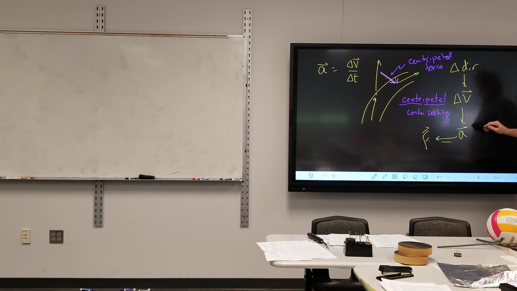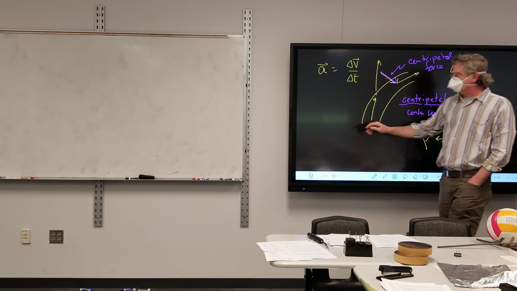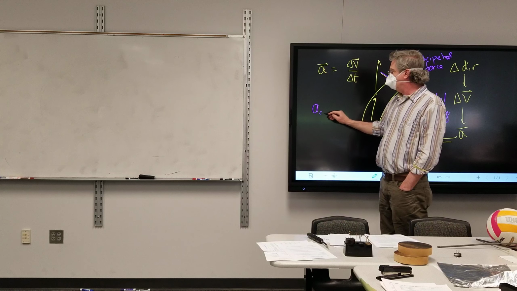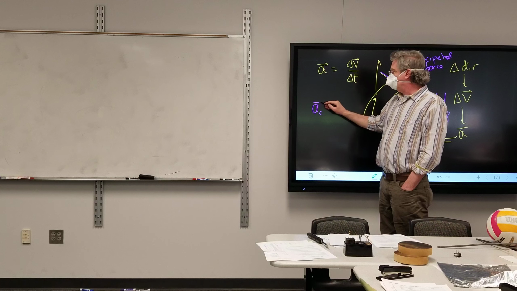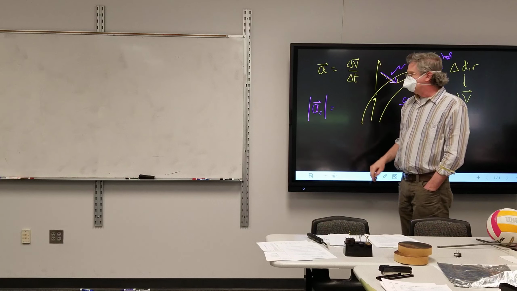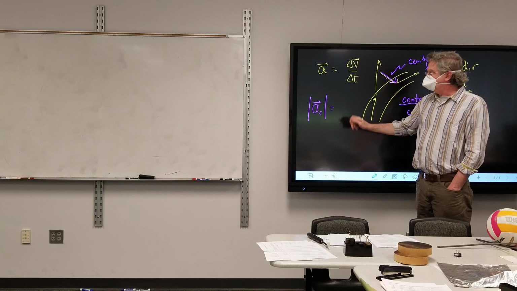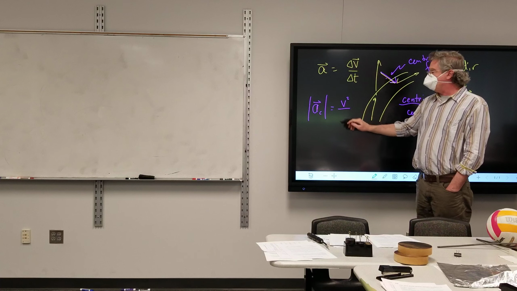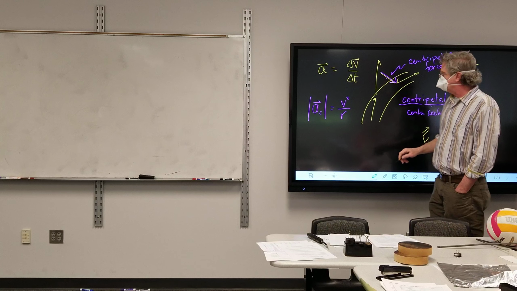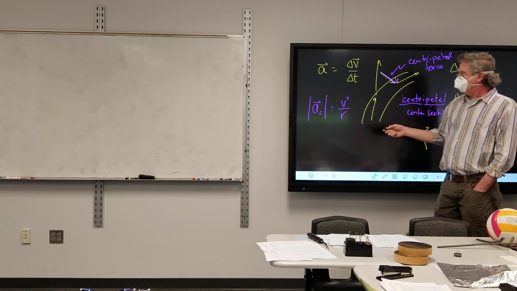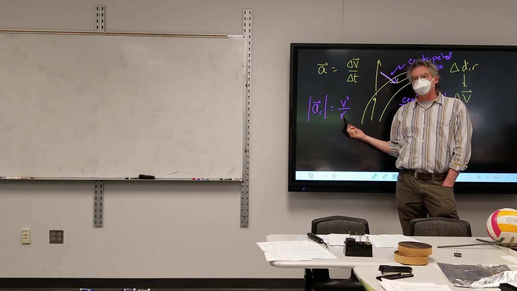And it turns out that this acceleration here, the magnitude of this centripetal acceleration, this shorthand for magnitude, is equal to how fast you're going squared divided by the radius of curvature. In other words, how tight of a turn you're doing. So if you're doing a really tight turn, so R is small, you're more apt to skid.